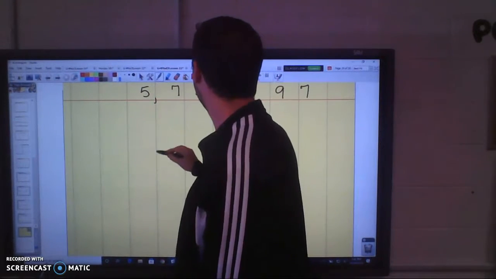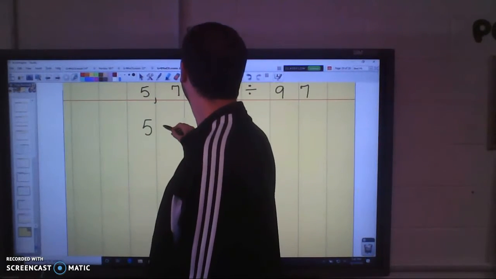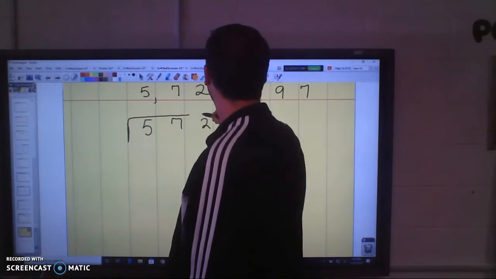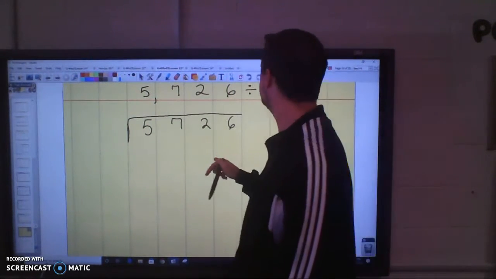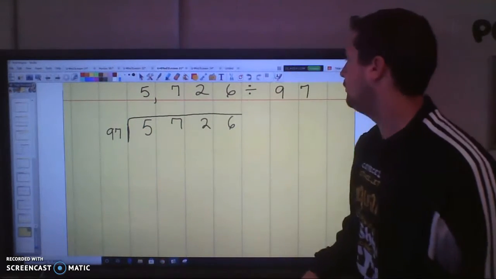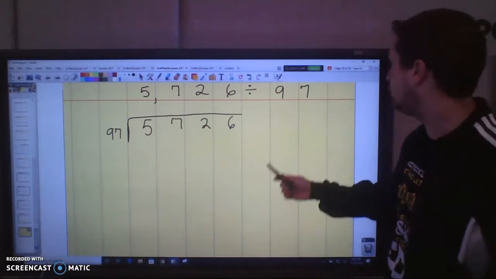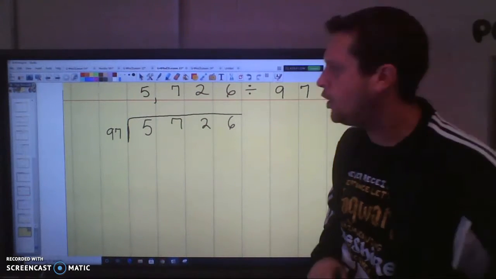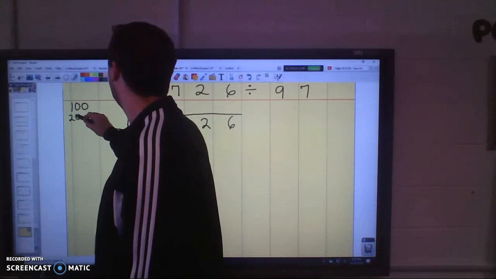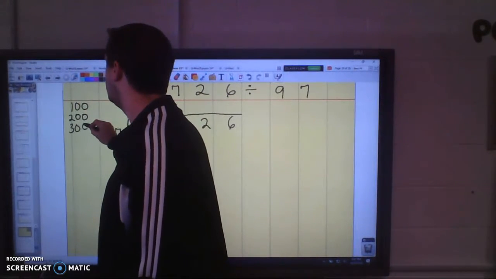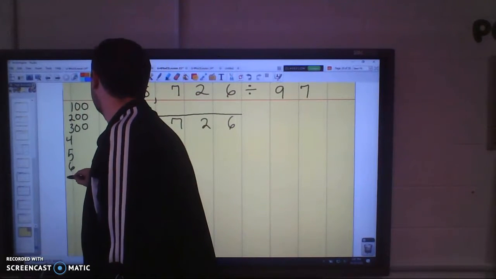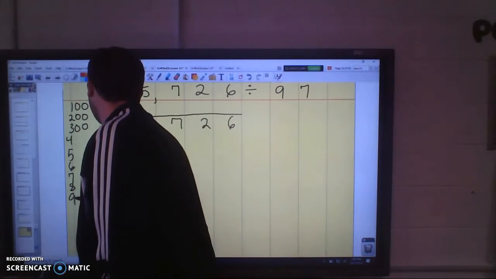So I'm going to go ahead and write 5, 7, 2, 6. That's the dividend, so the divisor is 97. Okay, so I said this time I was going to round. Well, 97 rounds to 100. So I'm going to write down my multiples of 100: 100, 200, 300. I like this one. This one's easy. 400, 500, 600, 700, 800, 900.